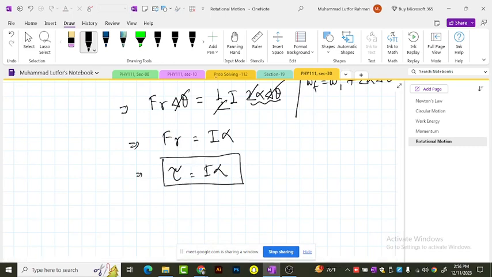This is known as Newton's second law in terms of rotation. In the linear case we write F equals ma. Remember I gave you the analogy: m is analogous to I and a is analogous to alpha, the angular acceleration. That's why this is called Newton's second law in terms of rotation. So the net torque on the system would be I alpha.